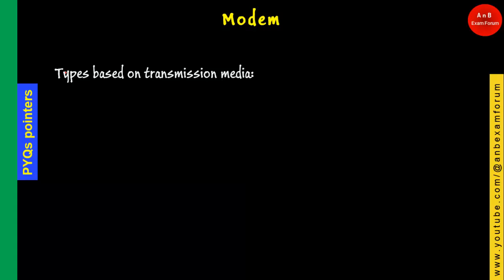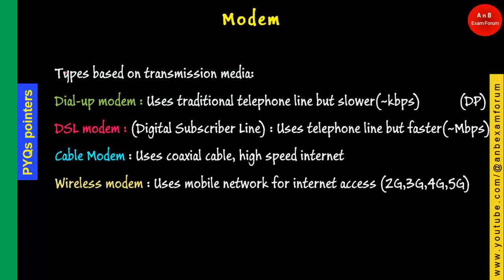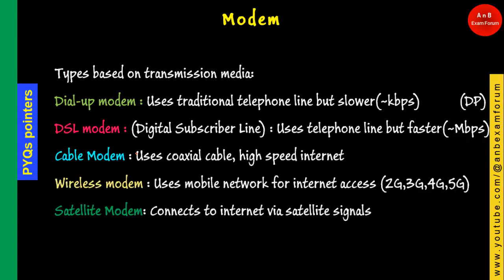The next pointer is that there are different types of modem based on transmission media. There are 5 modems which are available. The very important one is the dial-up modem. Dial-up modem, as you know, when you are dialing something, means you are using the telephone, and it uses the traditional telephone line, not the latest transmission media. It is generally small, and nowadays it has become obsolete, and its speed is in the order of kbps.